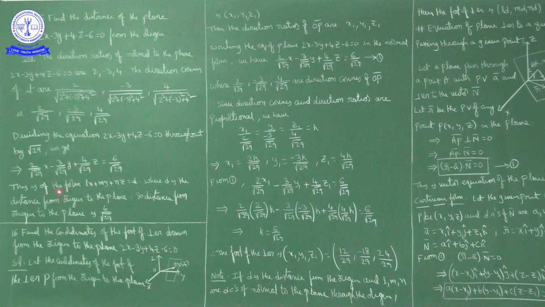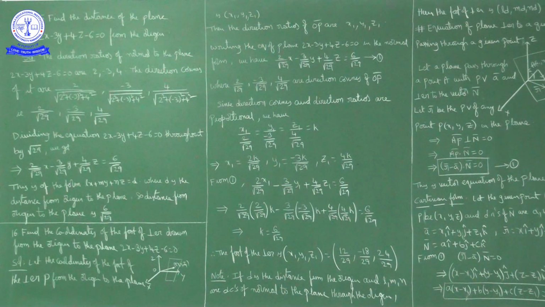Now if you observe, this plane equation is of the form lx plus my plus nz is equal to d, where l, m, n are direction cosines of normal to the plane, and d is the distance from the origin to the plane. So the distance from the origin to the plane is how much here? 6 upon root 29.